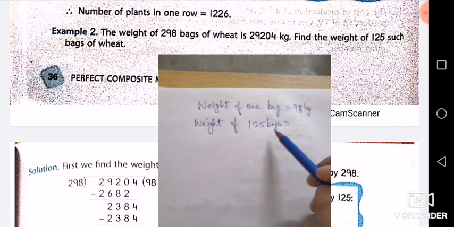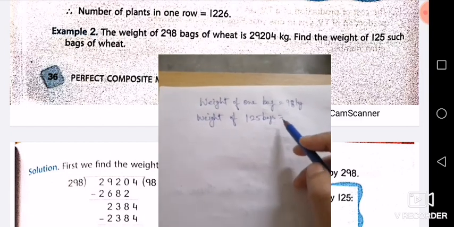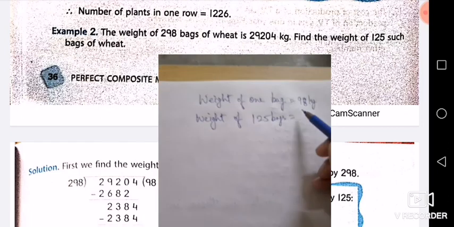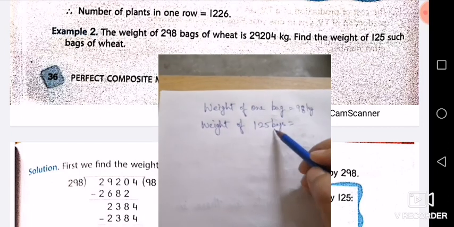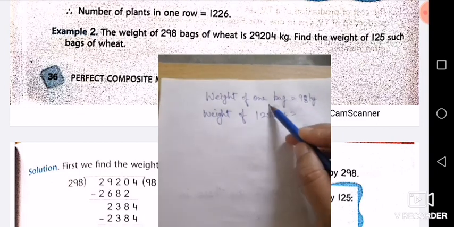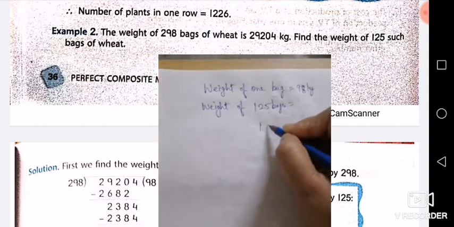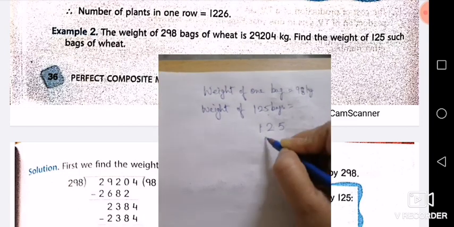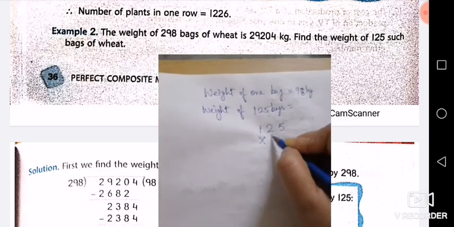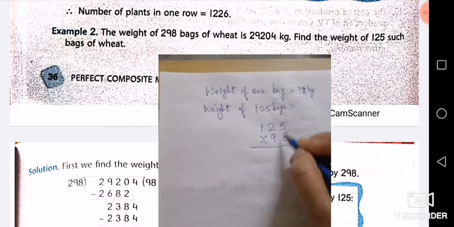Now you have to find out the weight of 125 bags. So what you will do? Now here the concept of one and many. So whenever you have this concept of one and many, you are going to do multiplication. Now here 125 is going to be multiplied by 98. Yes. Now we will do the multiplication.